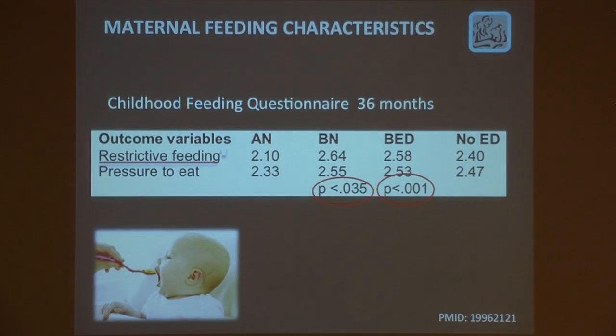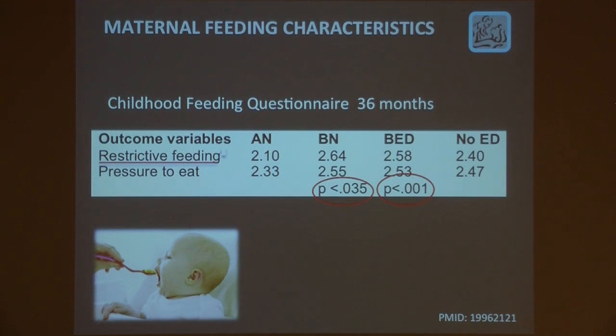What we found, contrary to what we hypothesized, because we thought if any moms were going to be the restrictive feeders, it might be the moms with a history of anorexia nervosa. What we found was that moms with bulimia nervosa and binge eating disorders were the ones that were more likely to restrict their children's food intake.